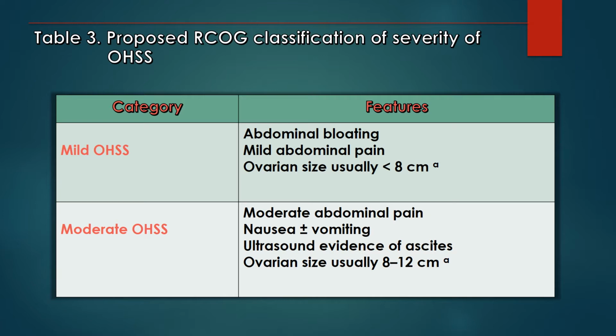Category: mild ovarian hyperstimulation syndrome. Features: abdominal bloating, mild abdominal pain, and ovarian size, usually less than 8 centimeters. Moderate ovarian hyperstimulation syndrome: moderate abdominal pain, nausea, with or without vomiting, ultrasound evidence of ascites, and ovarian size, usually 8 to 12 centimeters.